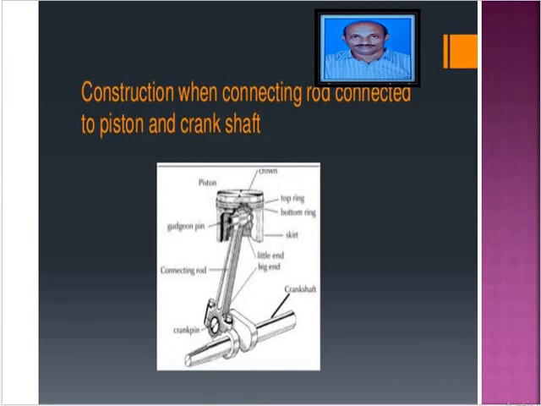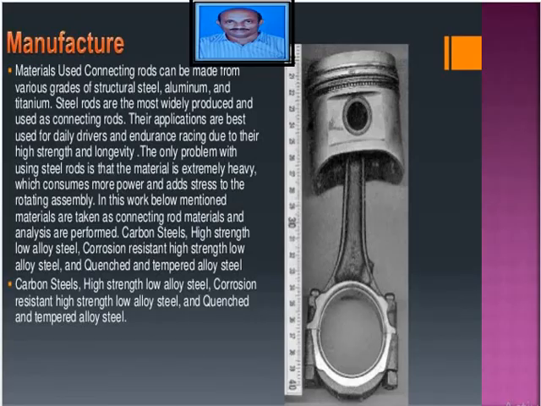So here, one more slide we can see, on how the connecting rod is manufactured. The materials used for connecting rods we discussed one more time: steel, aluminum and titanium. Steel rods are the most widely produced and used connecting rods. Generally the applications are best for daily drivers and endurance racing due to their high strength and longevity. The only problem with steel rods is that the material is extremely heavy, consumes more power and adds stress.